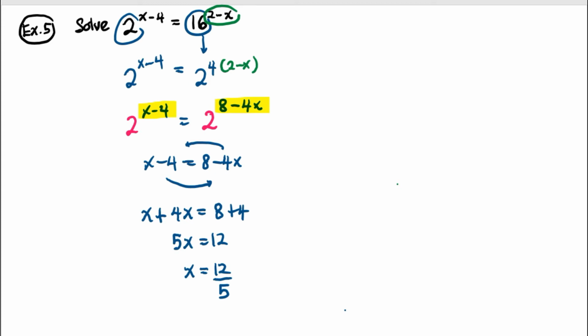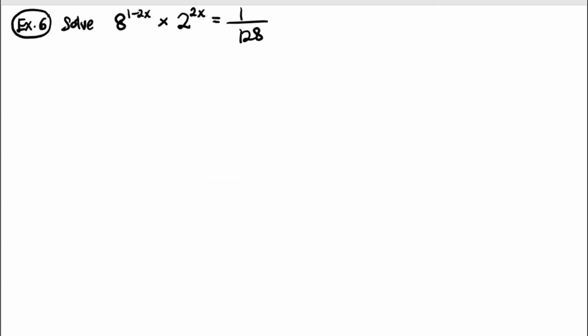Let's see this example. We need to solve this. You can use base 2, because 8 is actually 2 to the power of 3. So we have 2 to the power of 3, but outside 3 we'll have 1 minus 2x. Please put in a bracket. You multiply with 2 to the power of 2x. 128 is actually, I guess, 2 to the power of 7. Yes, 2 to the power of 7.